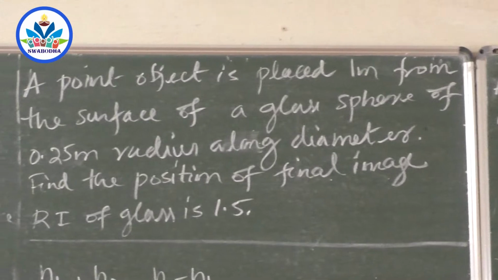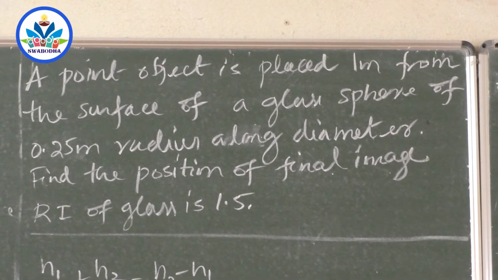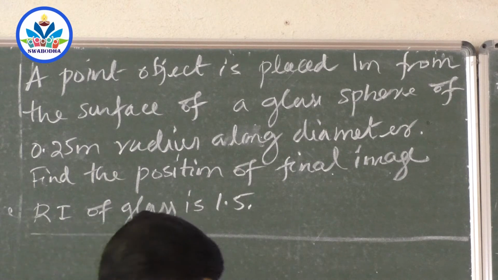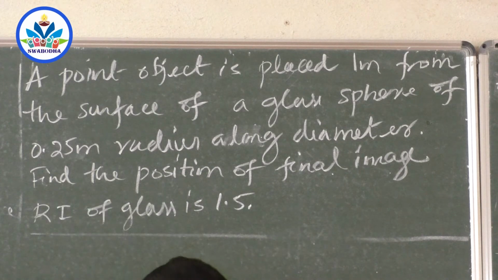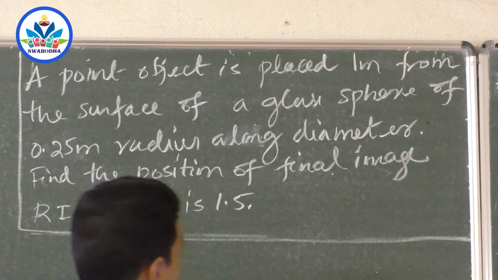A point object is placed in front of the surface of a glass sphere of 0.25 meter radius along the diameter. Find the position of the final image. Refractive index of glass is 1.5. This is a very, very important problem now, because this will teach you how to go for the next derivation. This problem itself will tell you how the next derivation will be. Even the next problem is based on the same method of solving this one.